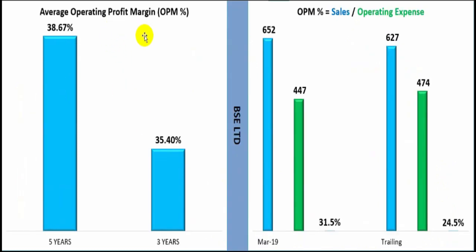Average operating profit margin for 5 and 3 years have been above 30%. We can see that in March 19, it had earned 652 crores through sales, out of which its operating expenses were just 447 crores. That's a 31.5% OPM margin. Even in the recent 12 months, although it has fallen down further to 24.5, it is above the 15% margin that I have set as my benchmark. Although the sales have dropped, the expenses seem to have gone up from 447 crores to 474 crores.